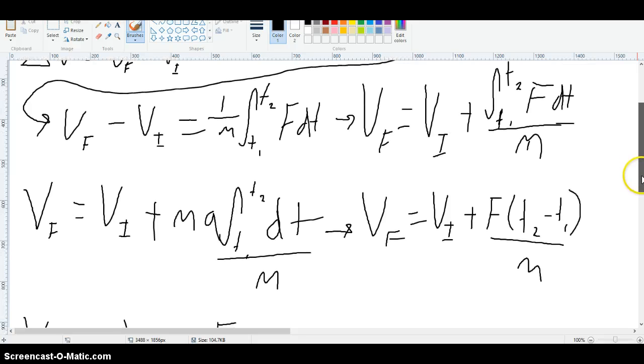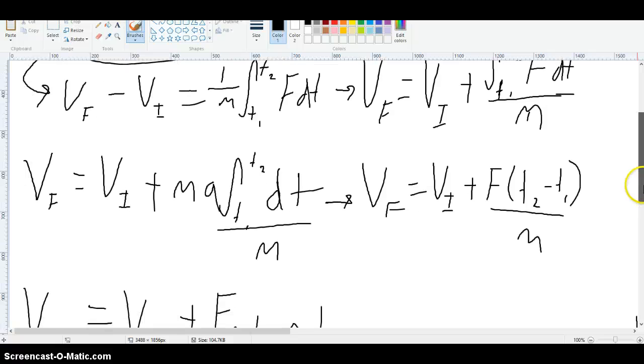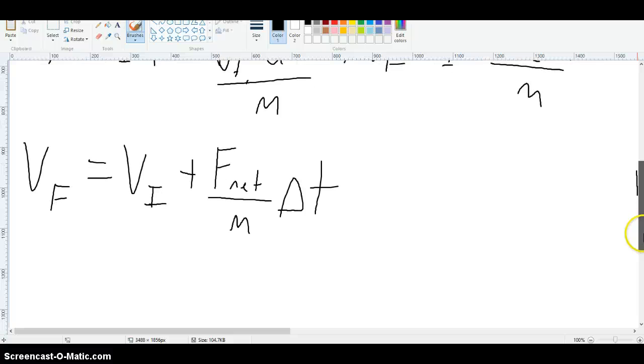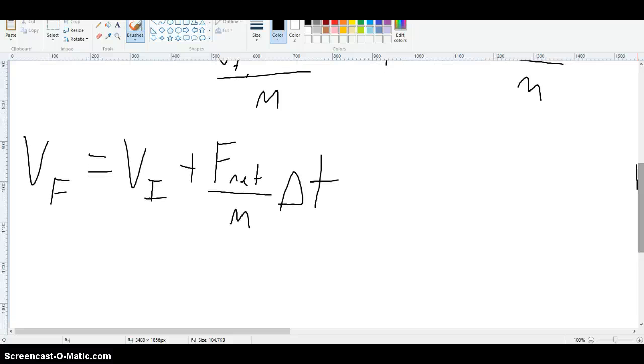I am showing the work here in Paint. This is the final form that we will use for this lab. This is Newton's fundamental second law, but just in a different form.